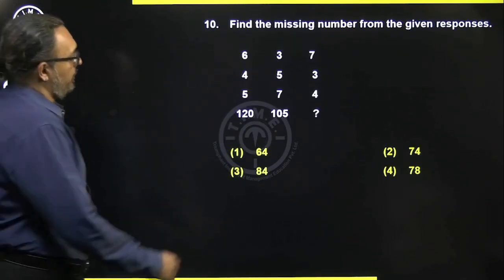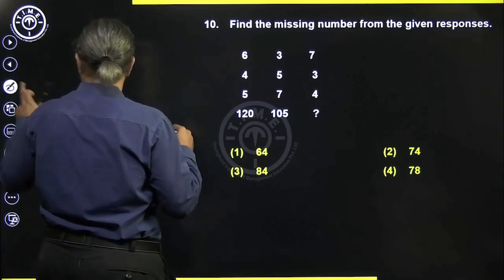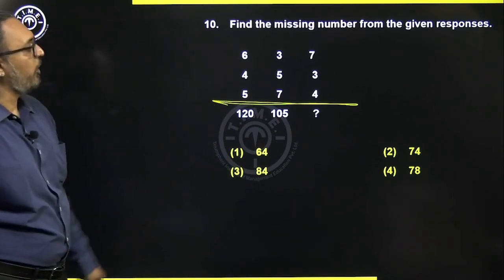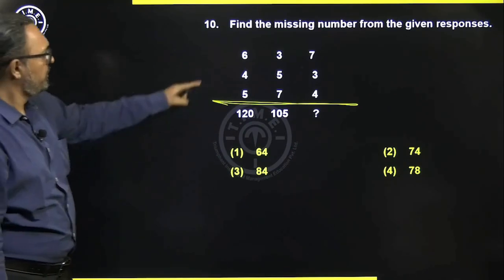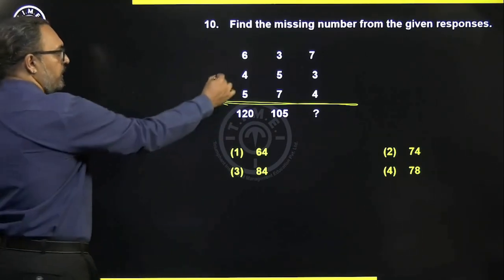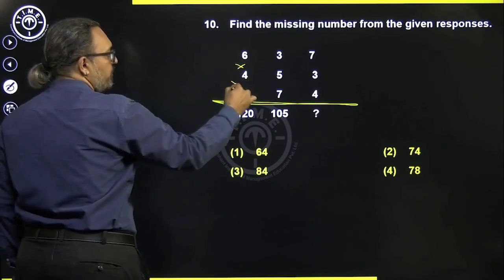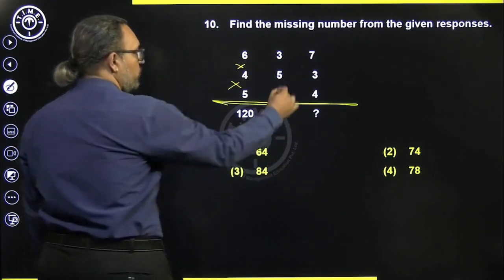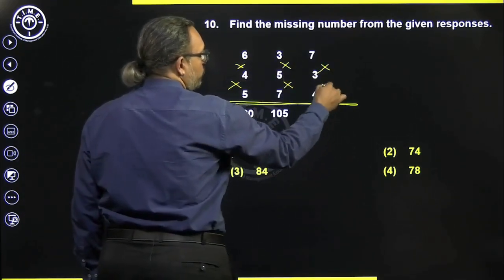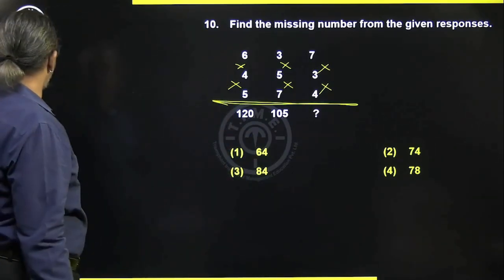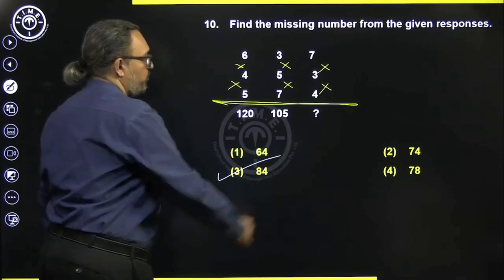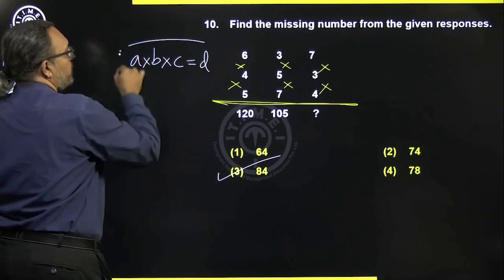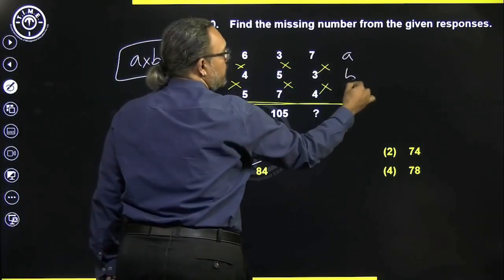Then, yeah, so we again take this vertically. So using 6, 4 and 5, how do I get 120? Multiply and check. 6 into 5, 30, 30 into 4, 120. Correct. So simple multiplication should be sufficient here. So here 3 into 5, 15, 15 into 7, 105. Okay, multiplication works. So here also multiplication should work. 7 into 3, 21, 21 into 4 gives you 84 and that's available in third option. So it's basically A into B into C is giving you D. That's the logic. Vertically. A, B, C, D.